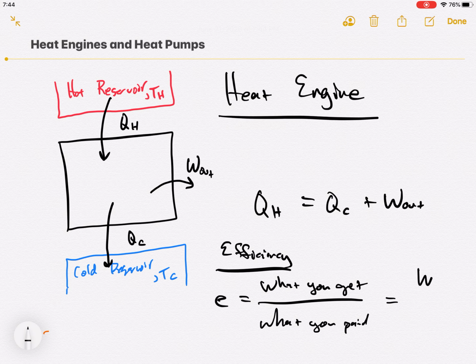So that's what I get is work out. What did I have to pay? Well, I had to heat up the steam in order to get it to do work. So Q hot is what I paid. Q cold was just exhaust, right? So Q cold was there, but it wasn't something I paid, right? I didn't put energy into Q cold. Okay, so that's interesting.